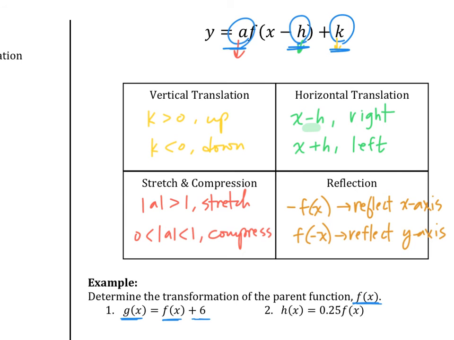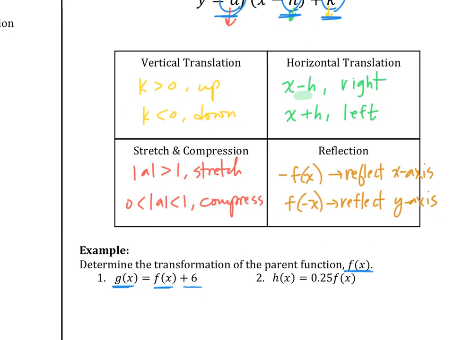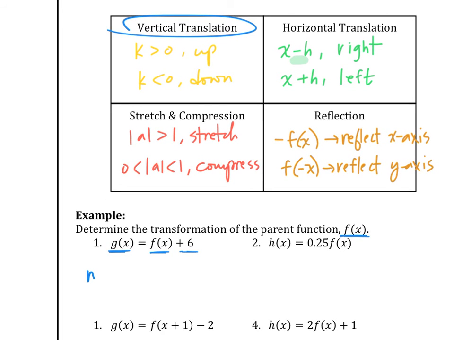Well, the 6 is outside of the function. Outside of the function meaning this is the function, and this is outside of the function. So that would have to be k. And k has to do with up and down, vertical translation. So 6 is a number that's greater than 0, so we would say that is moving up. So this is move up 6, or you can just say up 6.